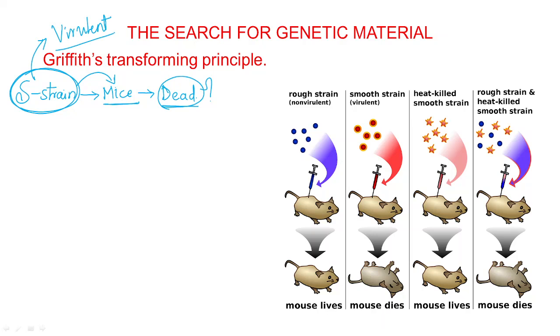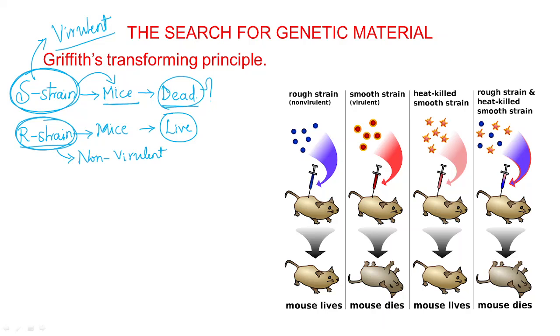Then he checked the same for R strain. He took R strain bacteria and introduced them into the mice. Then what happened? The mice did not die, they were left alive. When all the mice were left alive even after injecting R strain bacteria, he concluded that R strain bacteria is non-virulent. Is that clear?